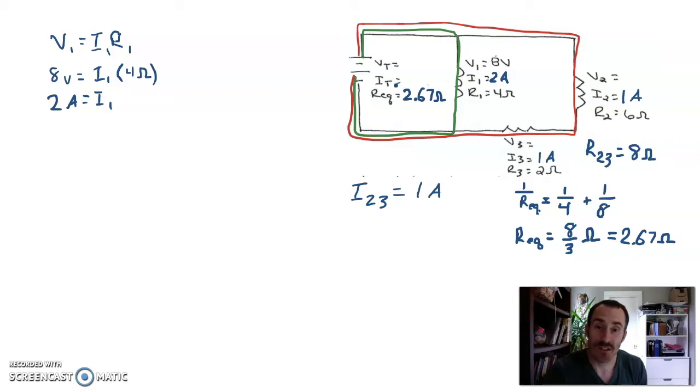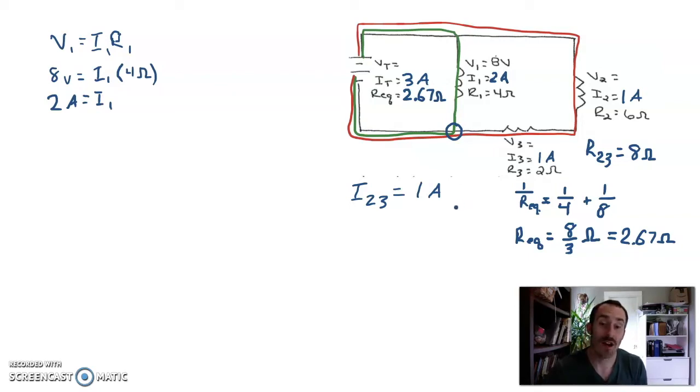And now we can fill in the total current, because the junction rule tells us that the current entering this junction needs to be the same as the current leaving this junction. And so we have 1 amp in the red path and 2 amps in the green path, and so together they are going to give us 3 amps. So the total current in the circuit is 3 amps.